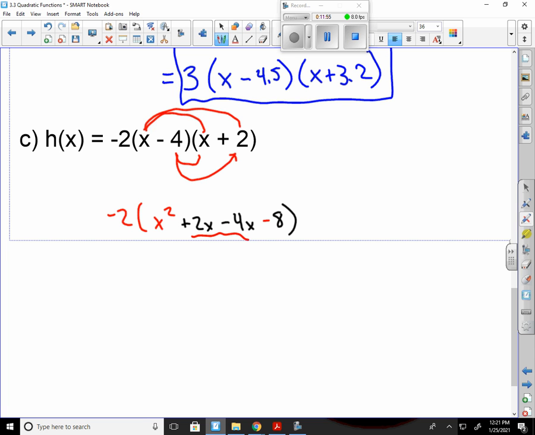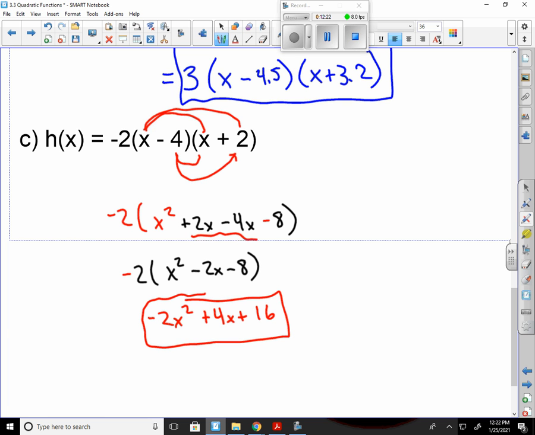I'm going to combine my like terms here. It's negative 2 times x squared minus 2x minus 8. 2x minus 4x gave me negative 2x. And now I distribute my negative 2 to each. It's negative 2x squared plus 4x plus 16. Ta-da!